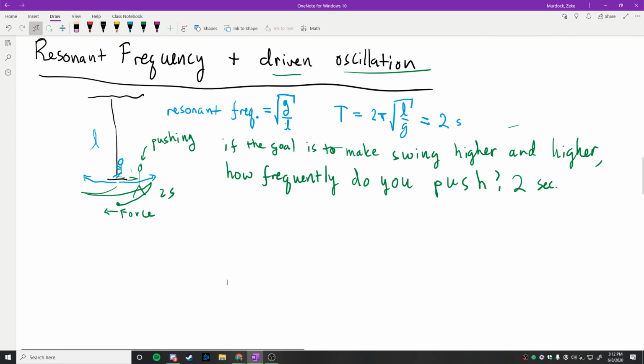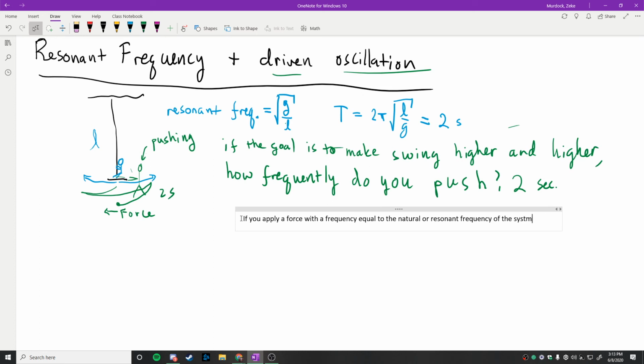So I'm going to type out what I just said in words, because it's going to be kind of a long sentence. We call this effect resonance. This is the assumption of the force.